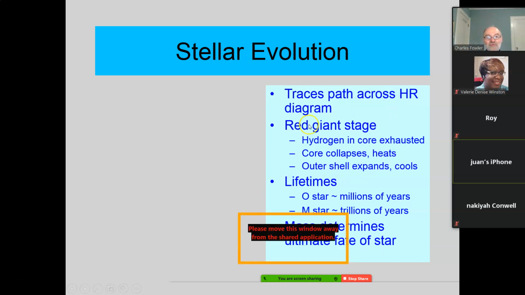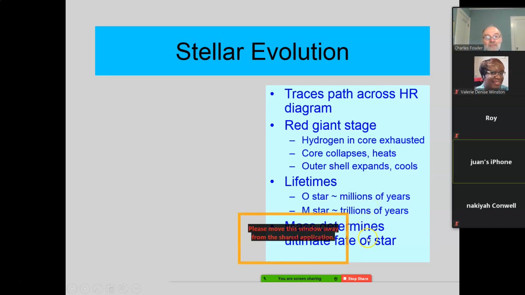Now, here again, here's what I was talking about before. The lifetime of the stars: those really, really big hot massive stars, millions of years is all the life they've got. Those cool little red stars, they will hang around for trillions of years. Guess where we are? We are a G star right in the middle, and we hang around for billions of years. Okay? Our sun is what I'm talking about.